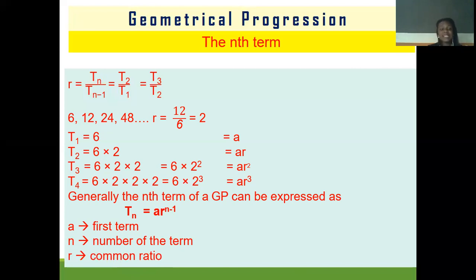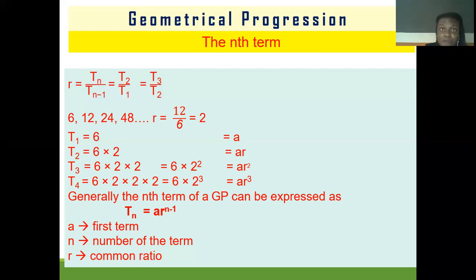Okay, so you can see that we looked at the pattern and we saw that there's a recurring pattern where the power of the ratio R is always 1 less than the term in question. You can see the power for T2 there is 1, power for T3 was 2, the power of R for T4 was 3. So we looked at that pattern and we said, okay, T of n is usually AR raised to power n minus 1. So that's how the geometrical progression formula was obtained.